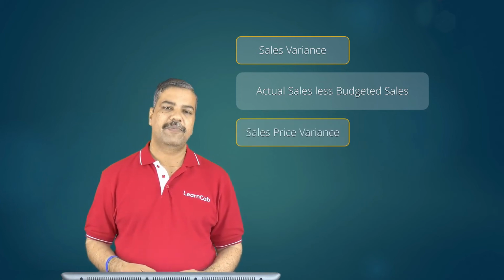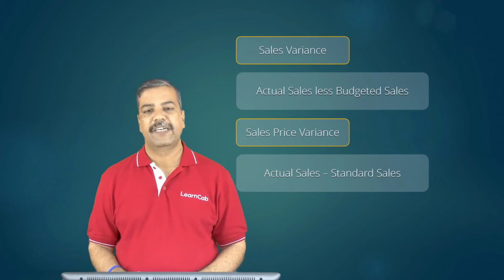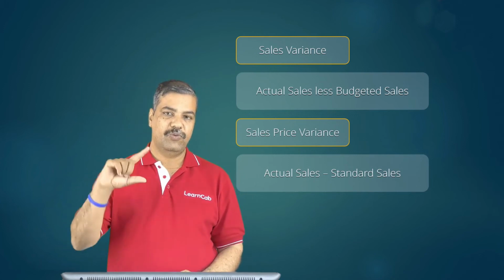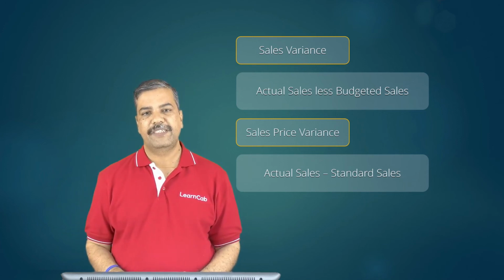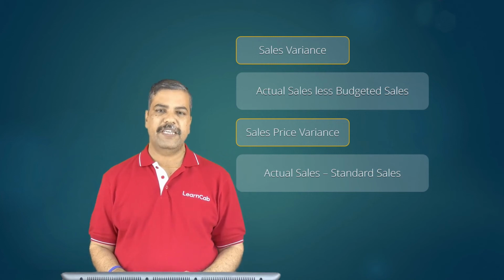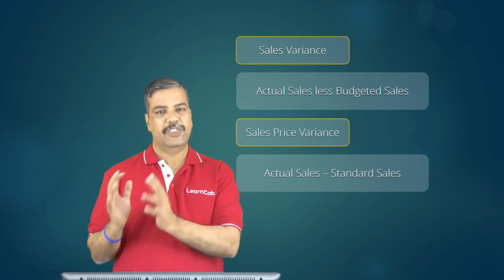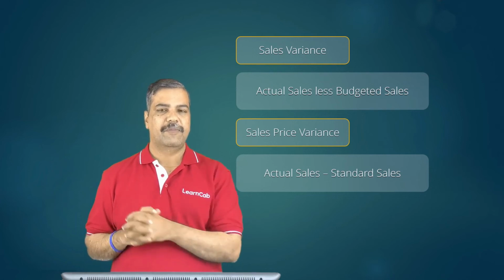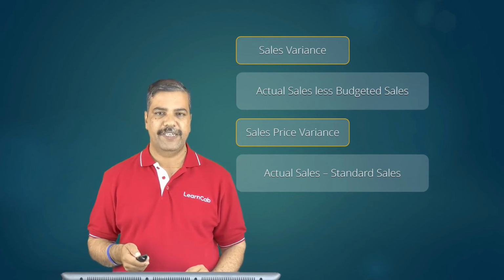Then what is sales price variance? Sales price variance is actual sales minus standard sales. Please note the difference between budget sales and standard sales. Sales price variance is the variance in the price of the sale. You have fixed some standards: this is the sales I was supposed to achieve, at this rate, the number of units multiplied by selling price. These are the rates I am expecting, but what did it actually turn out to be? That difference is called sales price variance.